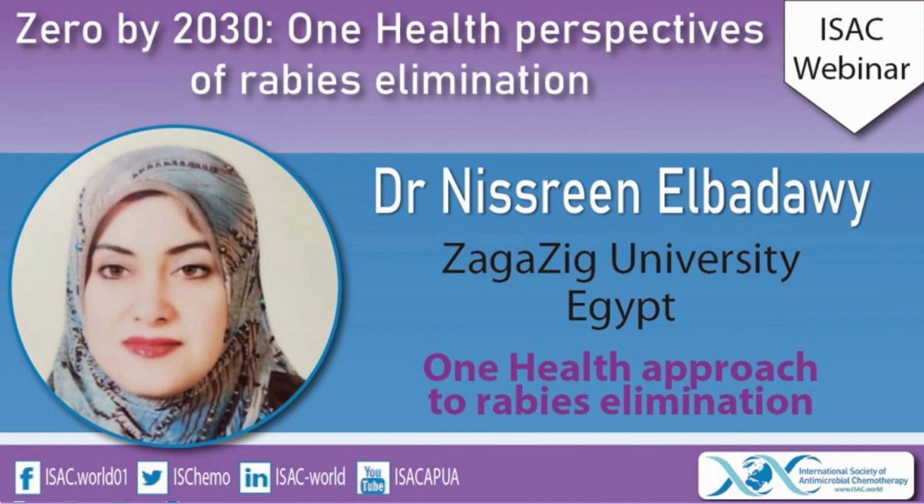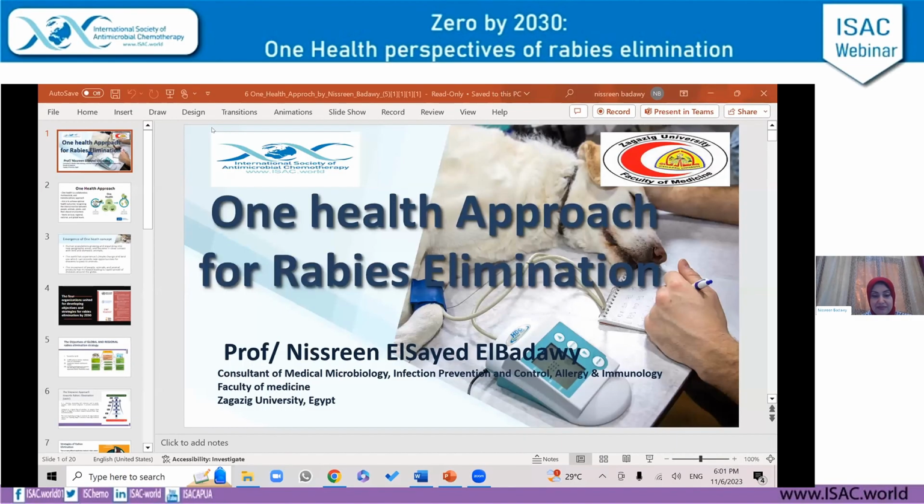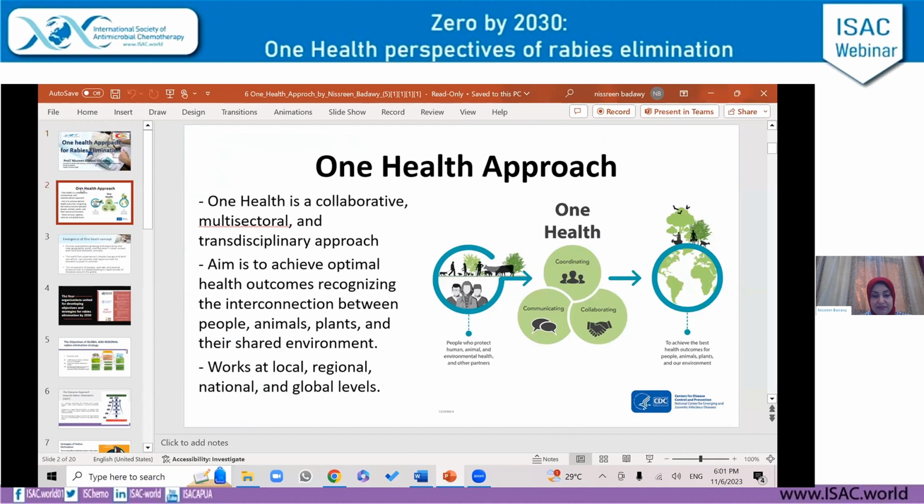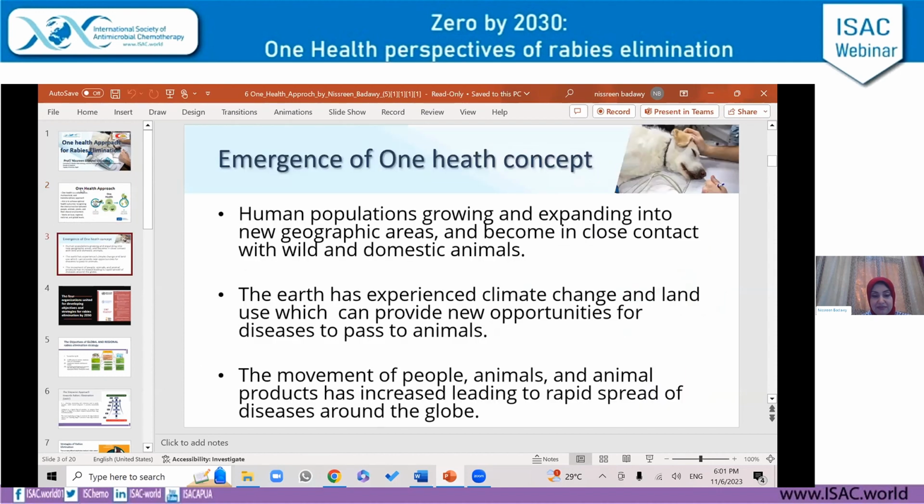Thanks, Fatma, for this invitation. Thanks, my colleagues, for sharing and attendance. Finally, and not final, the One Health approach is very important for rabies elimination. As a first point, I would like to explain that the One Health approach is a multi-sectorial, collaborative, transdisciplinary approach to achieve optimal health outcomes, recognizing the interconnection between people, animals, plants, and the shared environment. These activities must work locally, regionally, and globally to obtain their objectives.